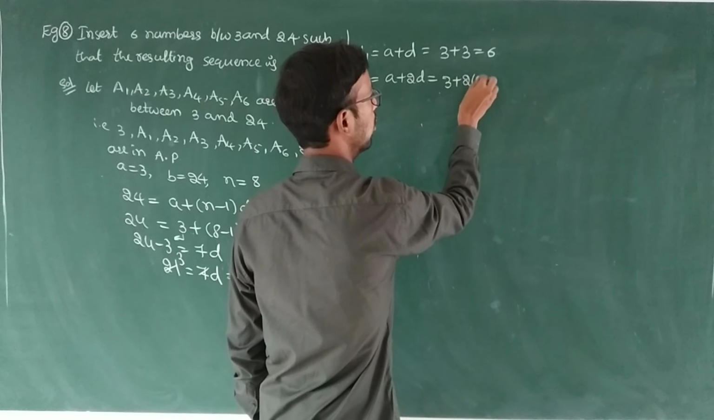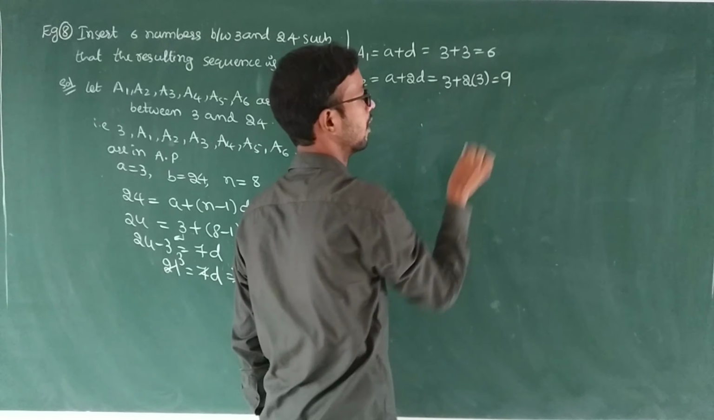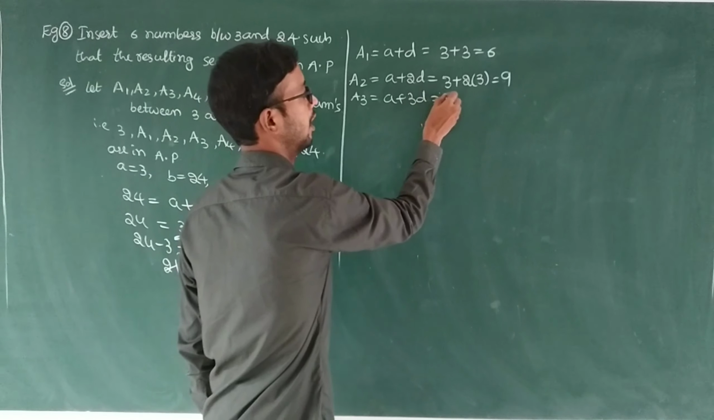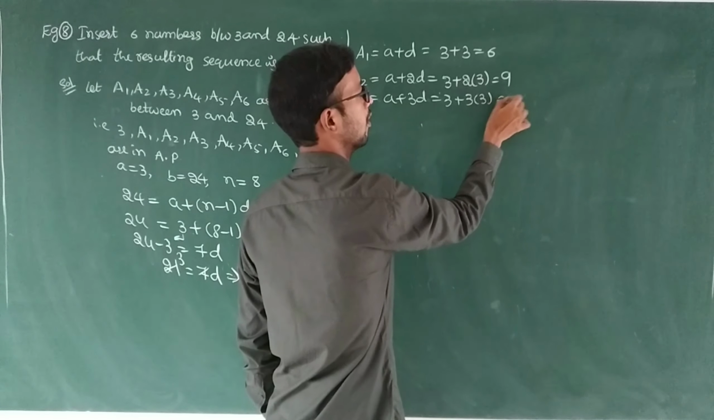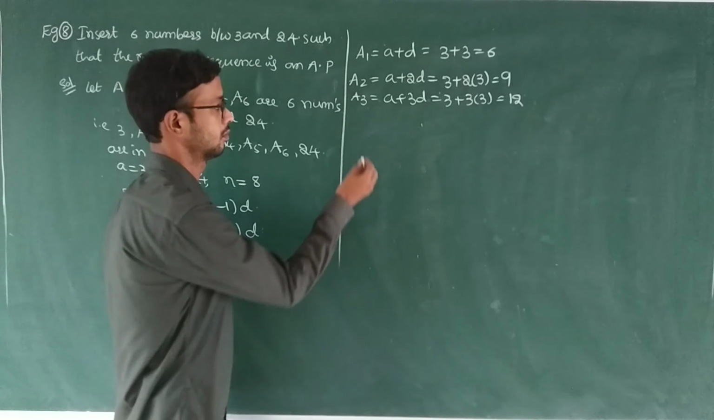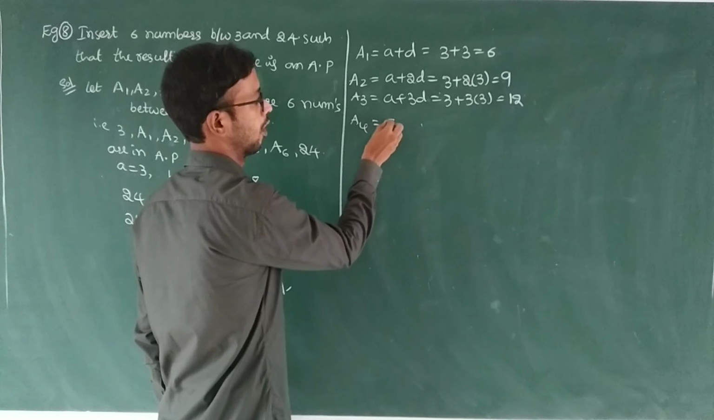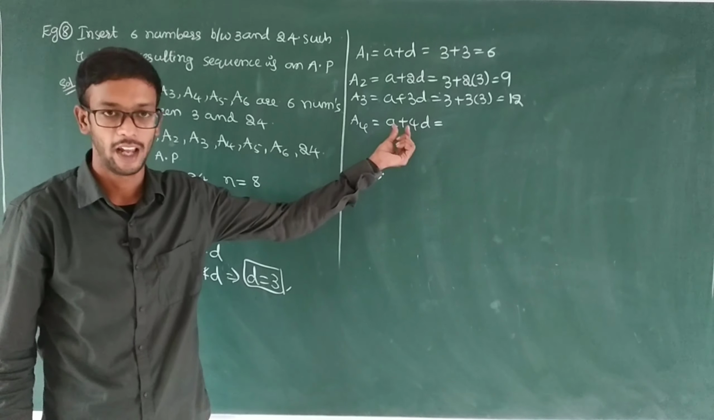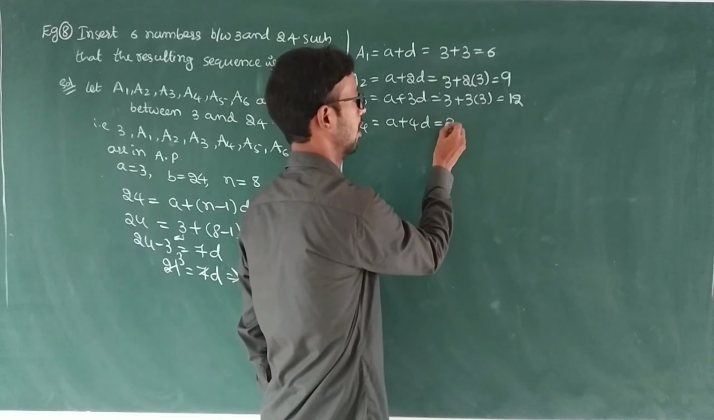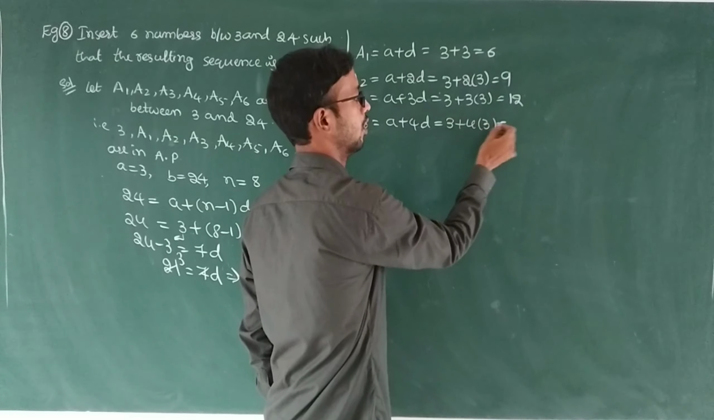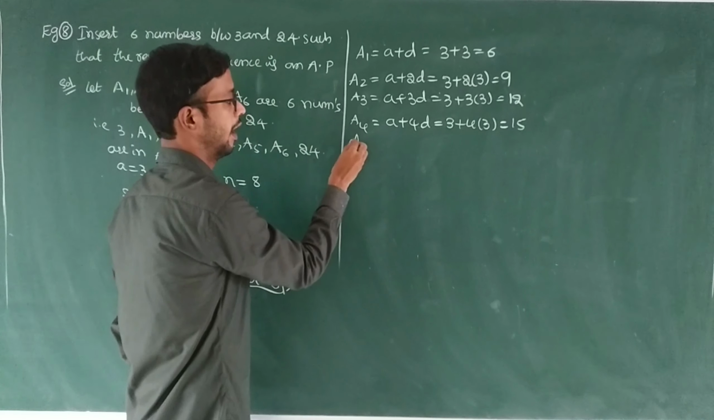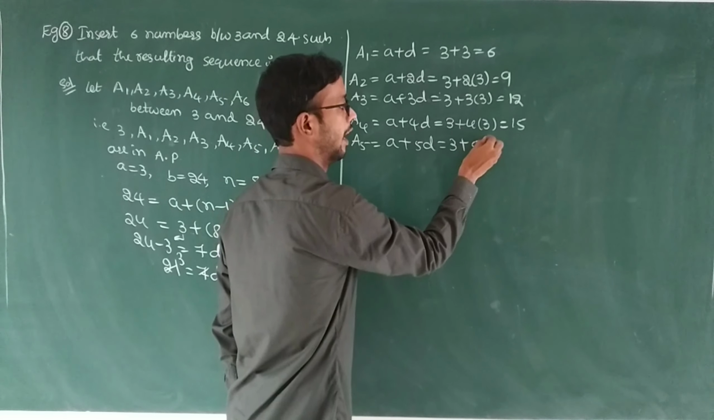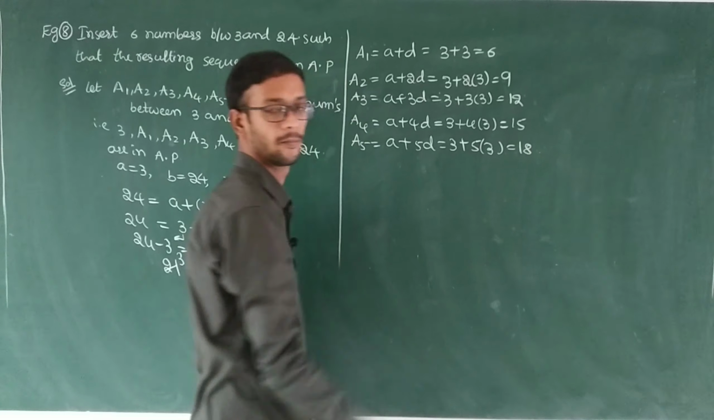3 plus 2 into d is 9. a3 is a plus 3d, 3 plus 3 into 3, 12. a4 is a plus 4d, 3 plus 4 into 3, it is 15. a5 is a plus 5d, 3 plus 5 into 3 is 18.